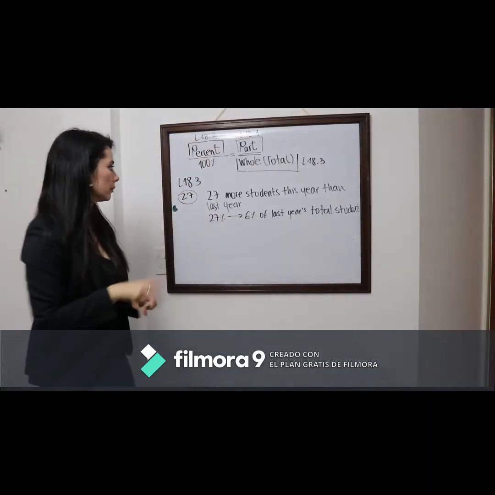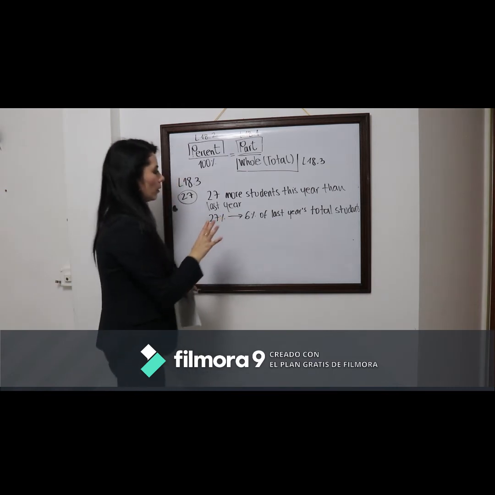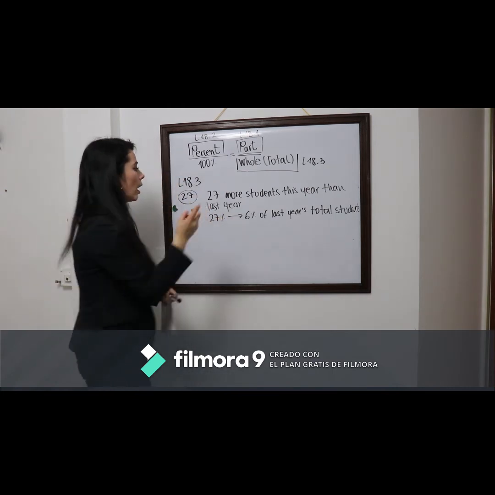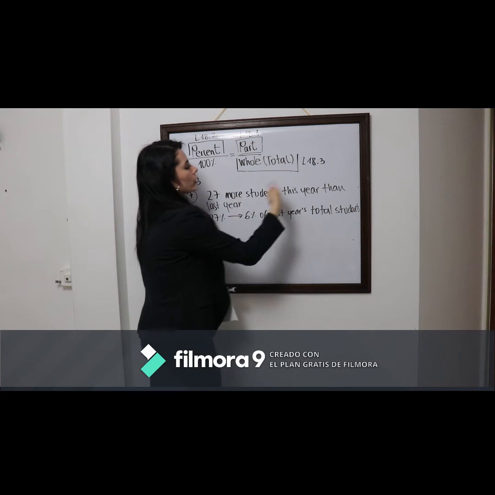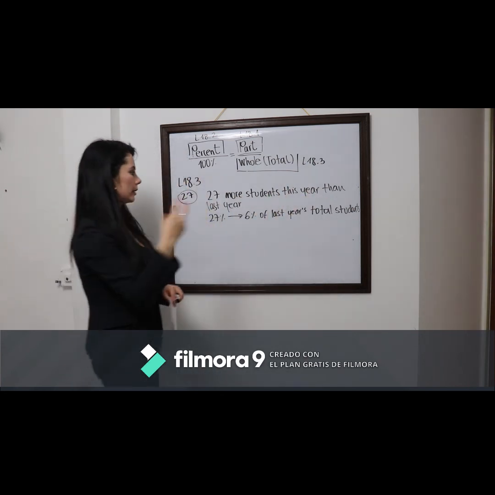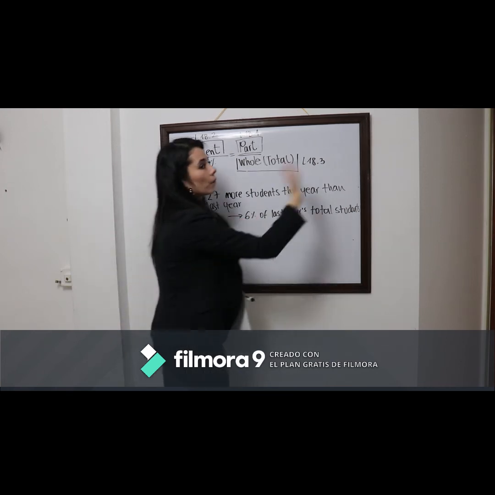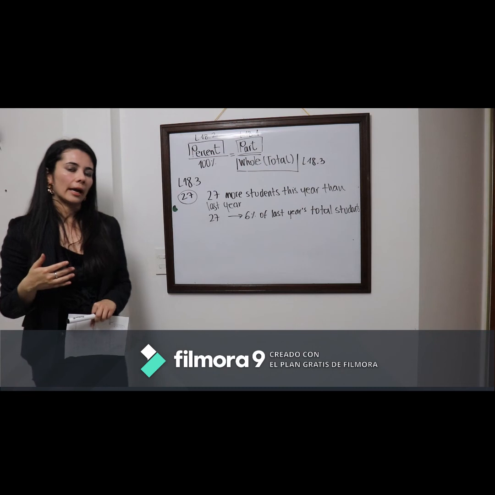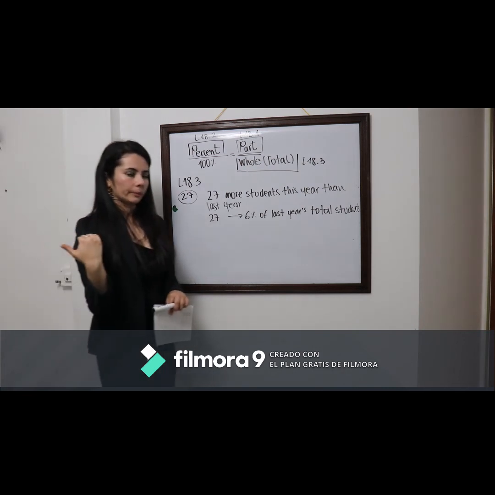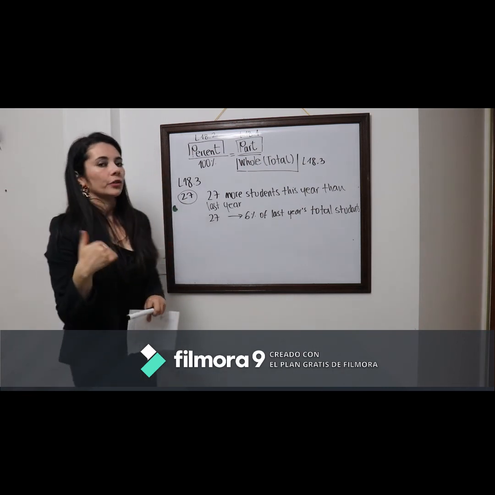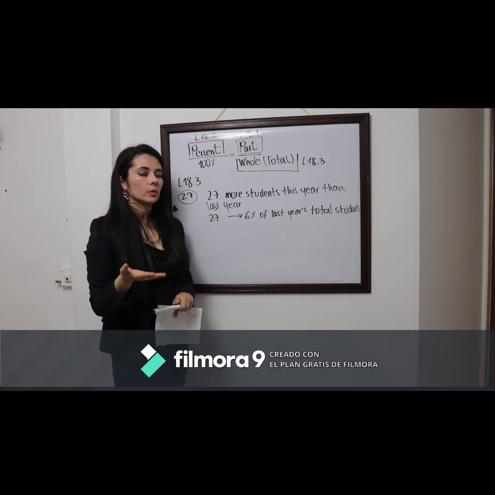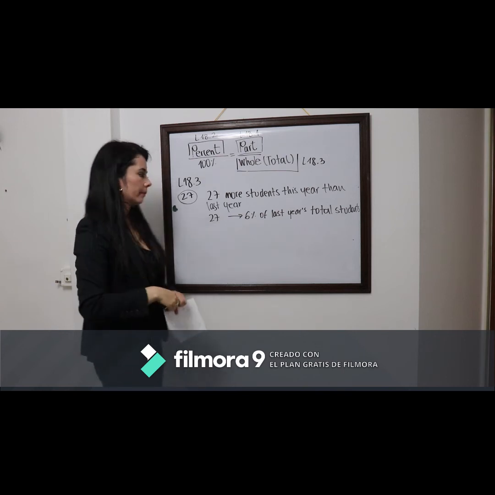If you think about it, this problem is not really that difficult if we do know these two things. First, we have 27 more students this year than last year. And second, that amount corresponds to 6% of the total of students we had in that school last year. And then now we need to figure out how many students were in the school last year.